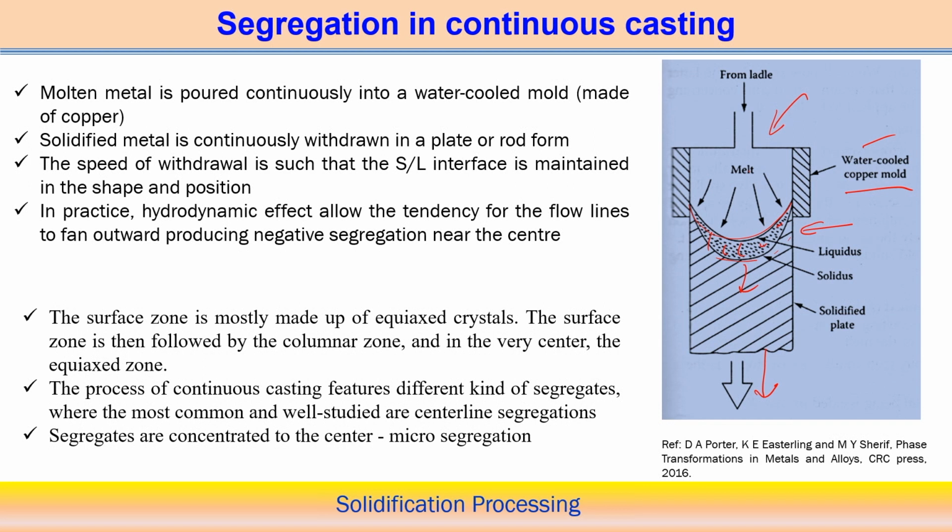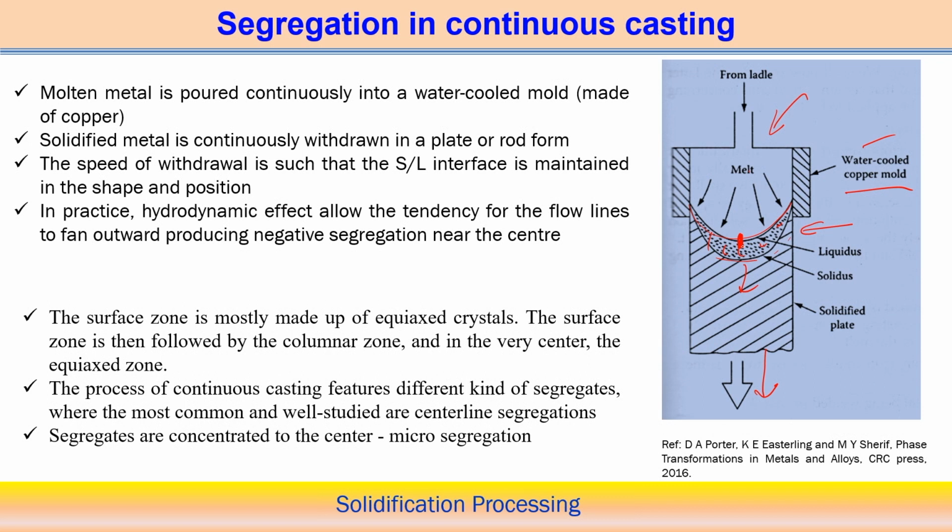So here in practice the speed of the withdrawal is analogous to keeping the solid liquid interface maintained, but practically the hydrodynamic effect allows a tendency for the flow lines to fan outward, and that will produce some kind of segregation, negative segregation effect near the center. So near the center you can see the negative segregation occur because of the hydrodynamic effect, in case of the continuous casting process.